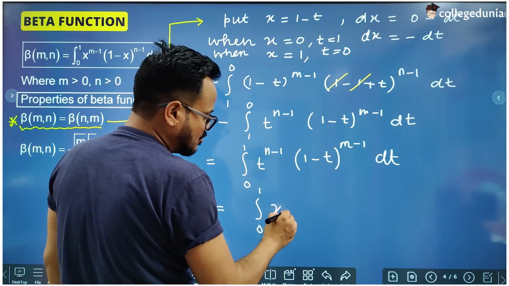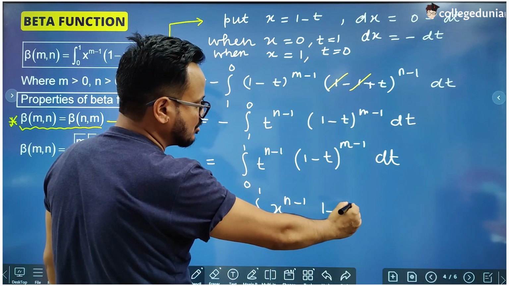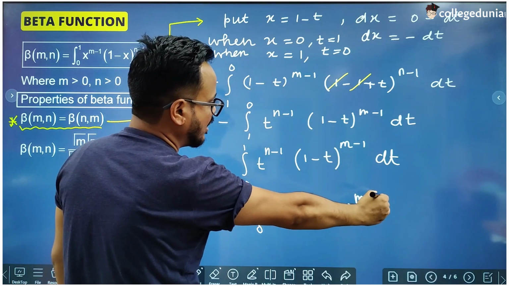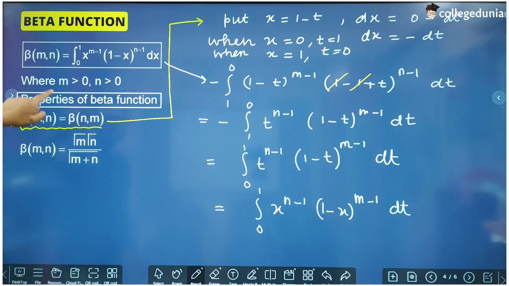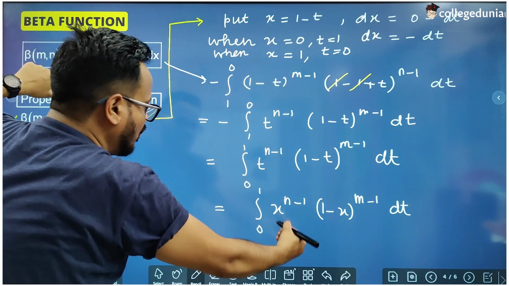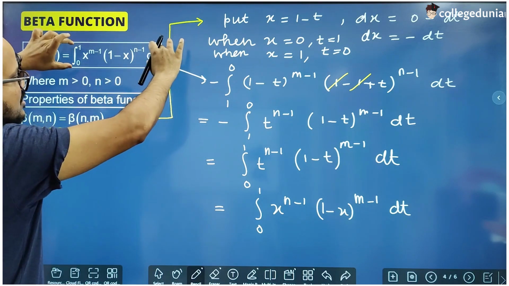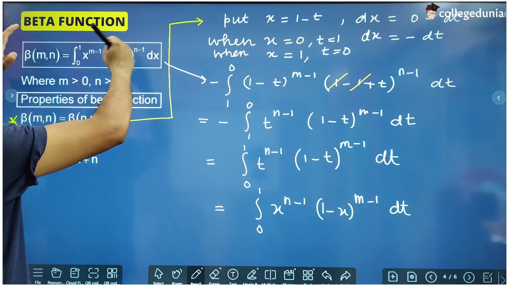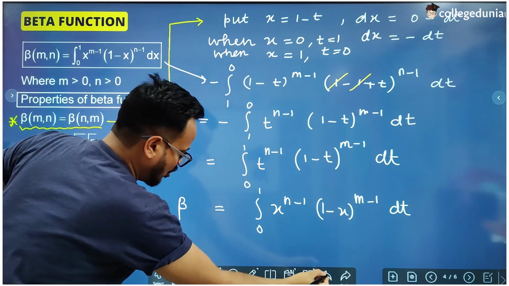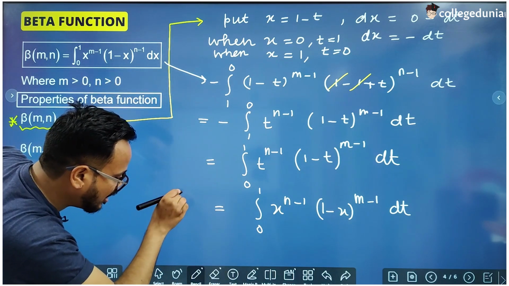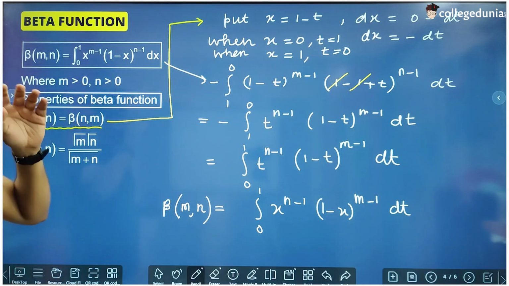So this becomes x to the power n minus 1 and 1 minus x to the power m minus 1 dt. Now this whole thing is nothing but, we are changing this function, so all these are values of this, which is beta m comma n. This is beta m comma n.